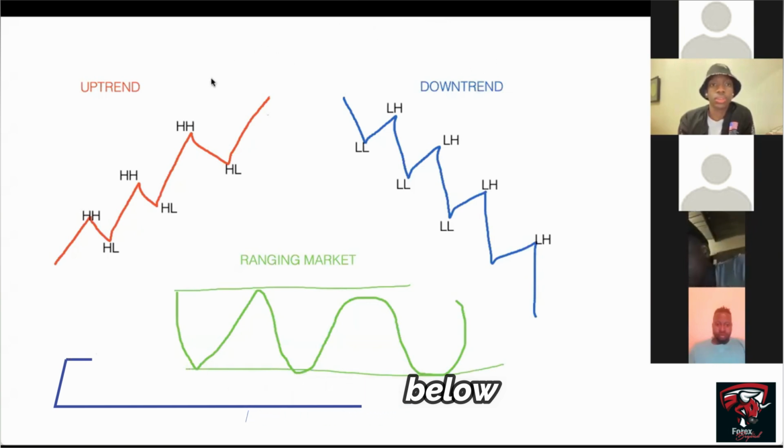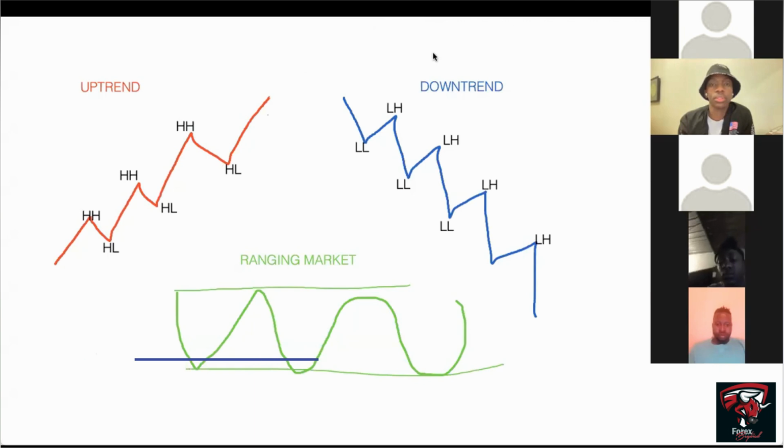Wait, this thing is in the way. Hold up. Hold on. Okay, all right, guys. So I'm trying to move this thing. Okay, there you go, guys.